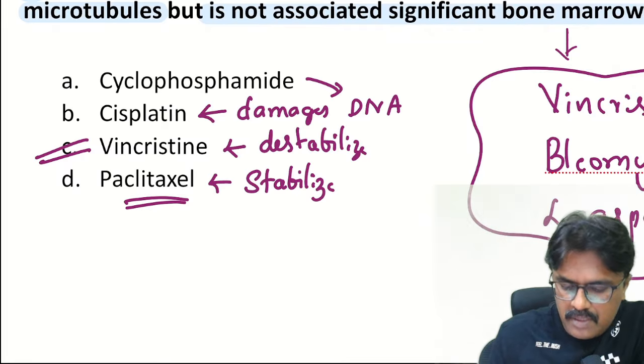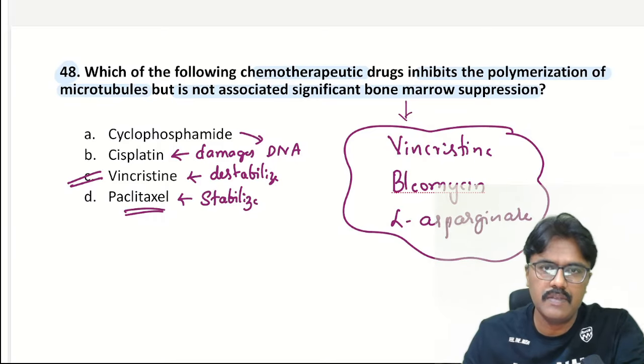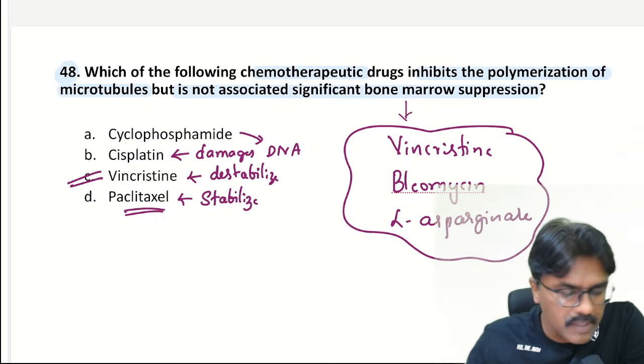Cyclophosphamide also damages the DNA. So these are the mechanisms of various anti-cancer drugs. Okay, so the answer is vincristine.